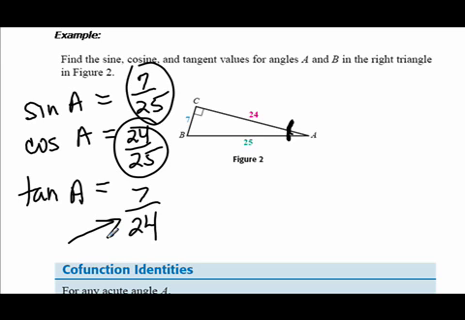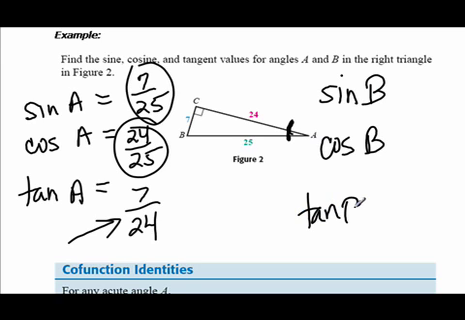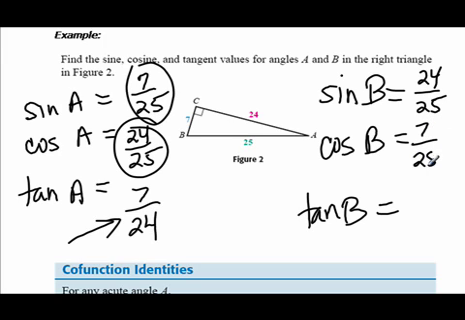On the right-hand side, let's go ahead and do the sine, cosine, tangent for angle B. And now in terms of angle B, the opposite side would be 24, hypotenuse 25, so this is 24/25. Cosine of B, 7/25. And the tangent of angle B, opposite 24 over adjacent 7, 24/7.